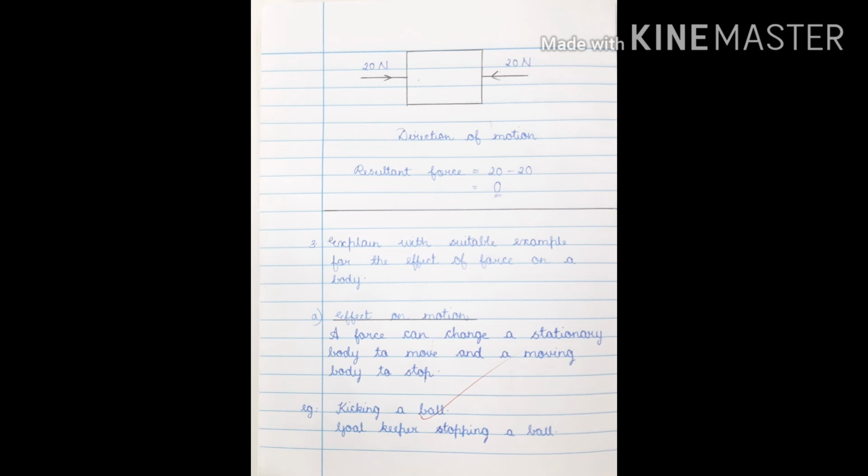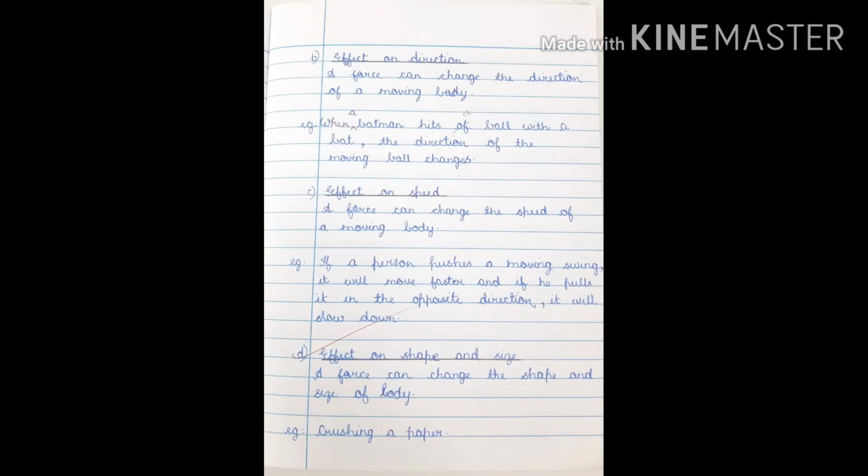Third question. Explain with suitable example the effect of force on a body. A. Effect on motion. A force can change a stationary body to move and a moving body to stop. Example, kicking a ball, goalkeeper stopping a ball. B. Effect on direction. A force can change the direction of a moving body. Example, when a batsman hits a ball with a bat, the direction of the moving ball changes. C. Effect on speed. A force can change the speed of a moving body. Example, if a person pushes a moving swing, it will move faster, and if he pulls it in the opposite direction, it will slow down.